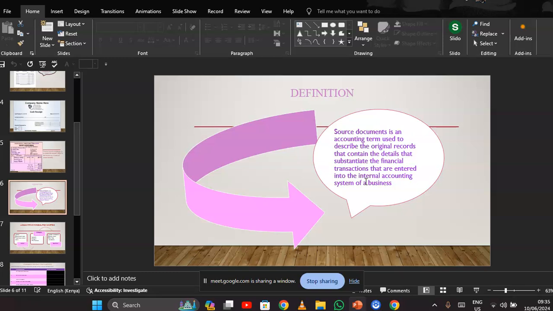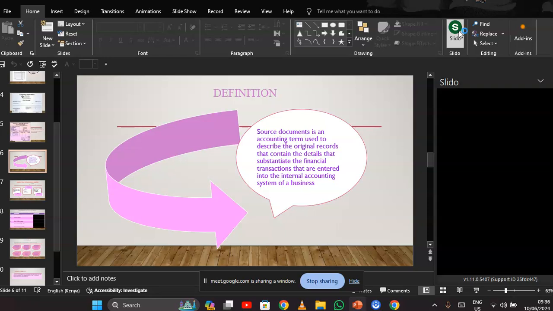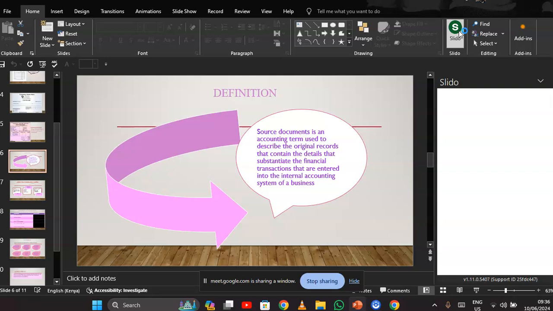Are we together? So what I want you to do now, I want you to log into slido.com. Then I am going to present you with a code that you are going to enter. Then when you enter that code, you are going to write for me, apart from those documents that we have talked about, any other source document that you know. As you log into slido.com, let me load you with a code, please.